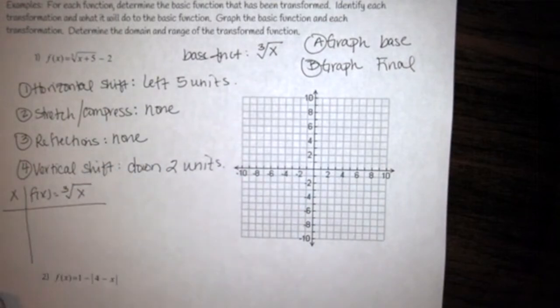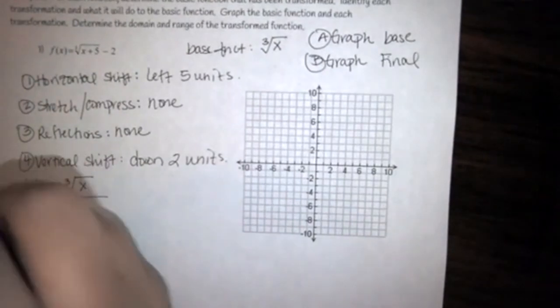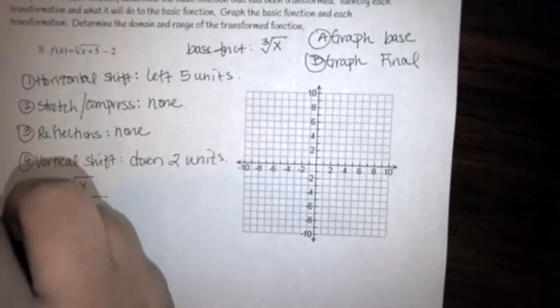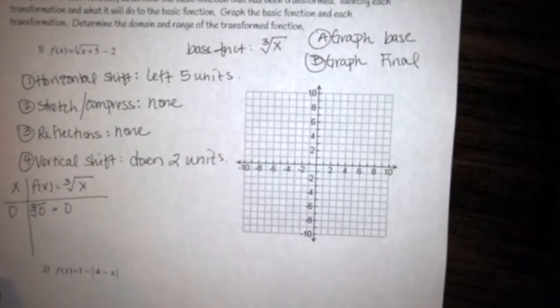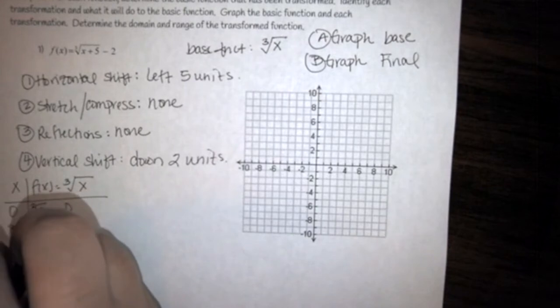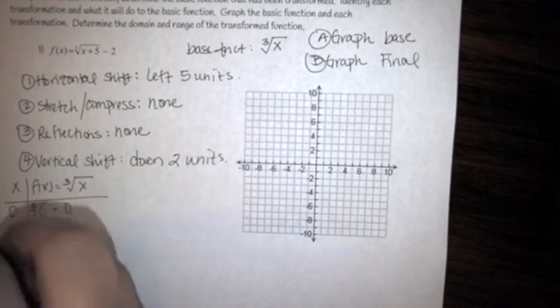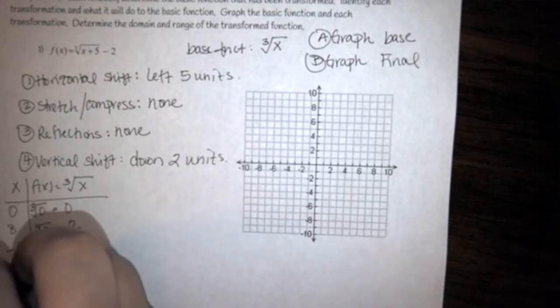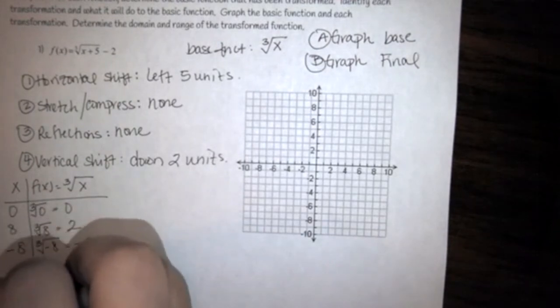And when we want to look at points that we know we can take the cubed root of, so first I would start with 0. So the cubed root of 0 is going to be 0. And then I would look at 8, because I know the cubed root of 8 is going to actually be 2. And I'm going to look at negative 8, because I know the cubed root of negative 8 is also going to be a negative 2.